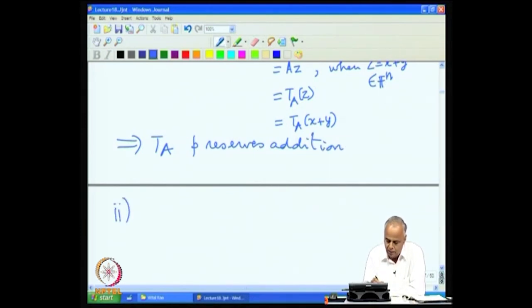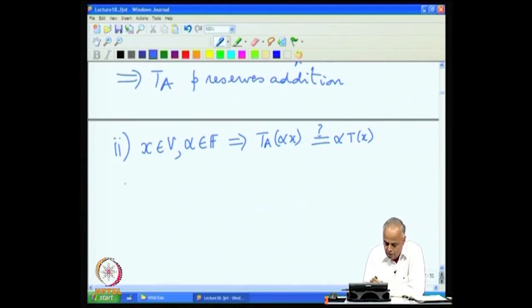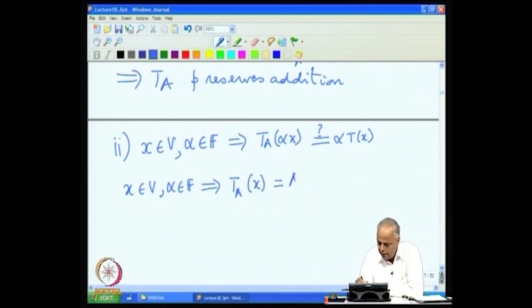The next thing that we have to check is whether Ta preserves scalar multiplication. So, we take a vector x in V, we take a scalar alpha in F, and then we look at Ta of alpha x and ask whether it is equal to alpha Ta of x. If this is satisfied, then we will have that Ta preserves scalar multiplication. Now, we have x belonging to V, alpha belongs to F. Since x belongs to V, by our definition of the transformation, Ta x will be equal to Ax, which means alpha Ta x will be equal to alpha times Ax.